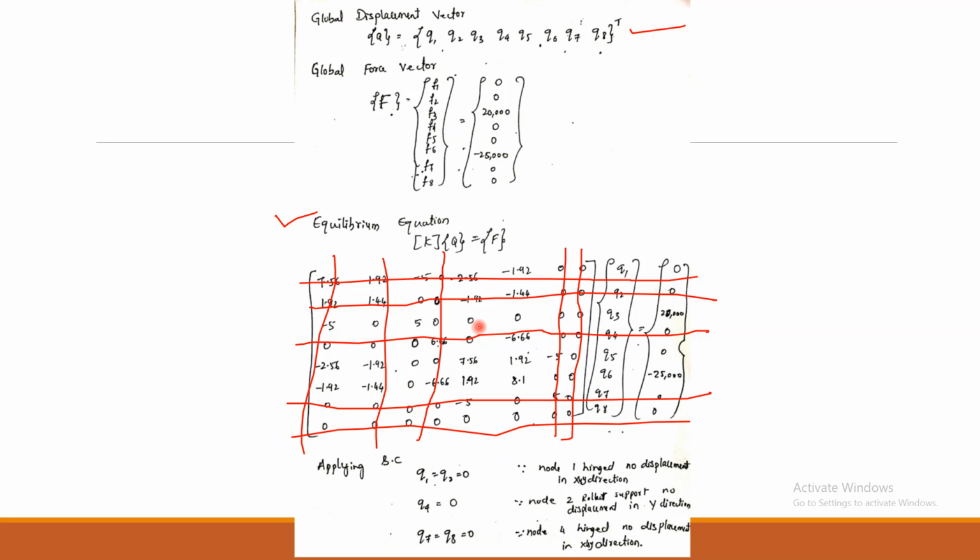Once you have eliminated those, I am going to get 3 values only. That is 5, 0, 0, 0, 7.56, 1.92, 0, 1.92, 8.1 from the stiffness matrix, and from displacement, that is Q3, Q5, Q6, and from force quantities it is 20,000, 0, minus 25,000. So it will be a 3 cross 3 matrix. So write that down. Don't forget to have 10 raised to 5. Okay, and later on solve this matrix.